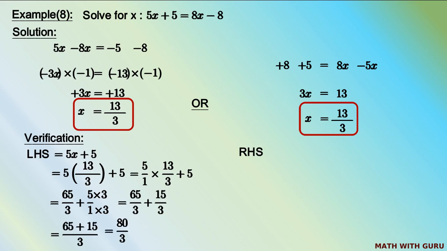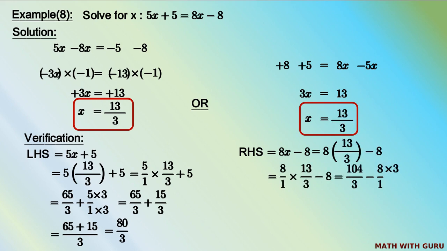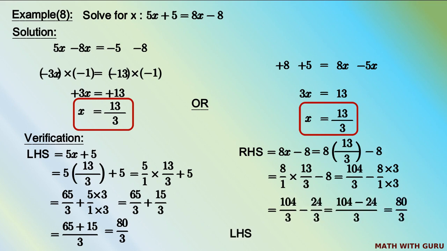We need to evaluate LHS and RHS separately here because we have variable on both the sides. RHS equals 8x minus 8. Substitute the values and simplify. We get again 80 over 3. Therefore, LHS equals RHS.